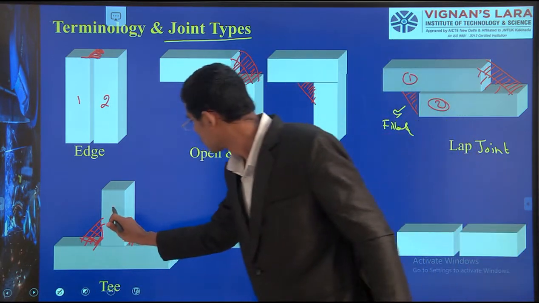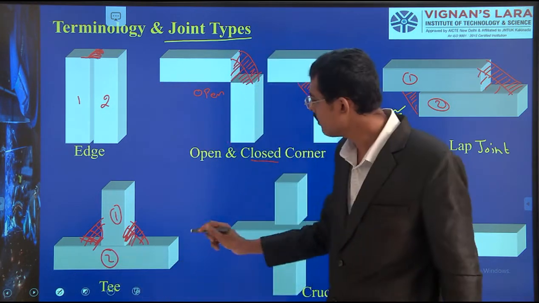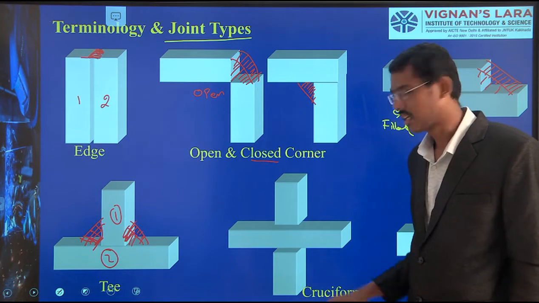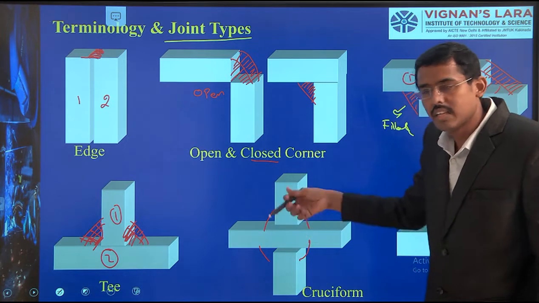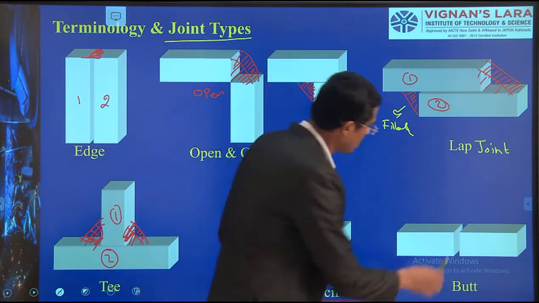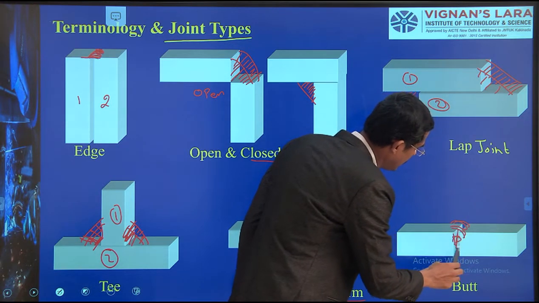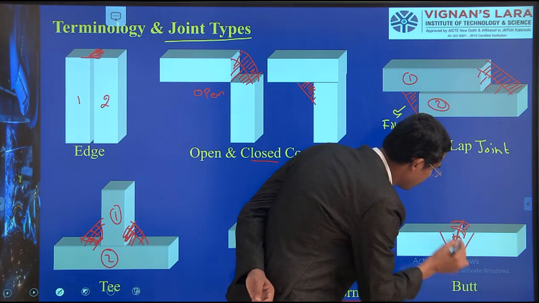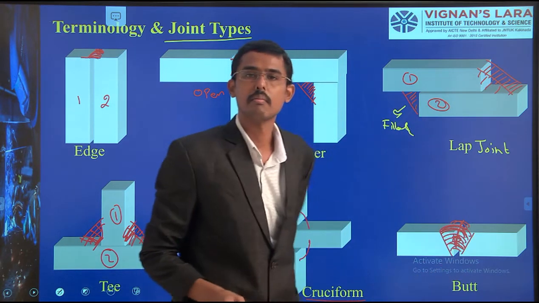Joint configuration: specimen number 1 and specimen number 2 are connected in the form of a T joint. There we get the gap, which is welded in the fillet weld process. Here also we can do the fillet weld process here, here, here and here. If it is a double T, we can name it a cruciform weld. Again, at last we have a butt weld. Here I want to build the weld in between, so we have to do the edge preparation, and then we have to weld. So, this is the butt welding process.